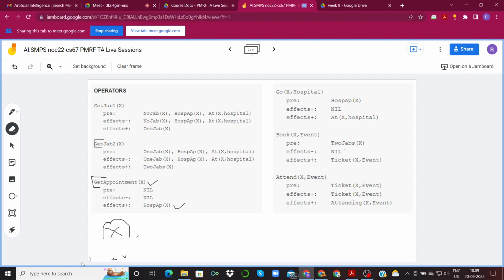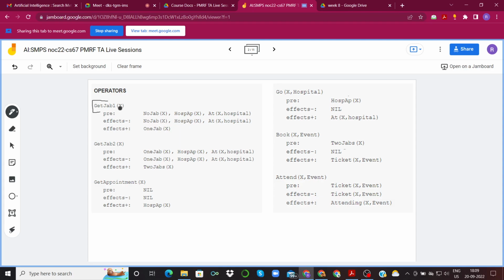Sir, negative effect. Can you repeat? Any specific operator, do you want me to repeat? Get jab one. See, negative effect basically means that after application of this particular operator or action, the things that would become false or not true.